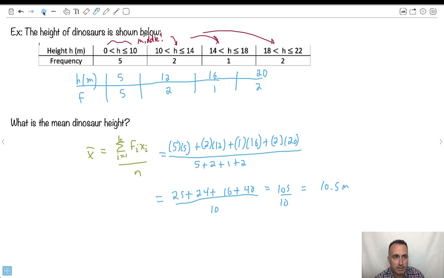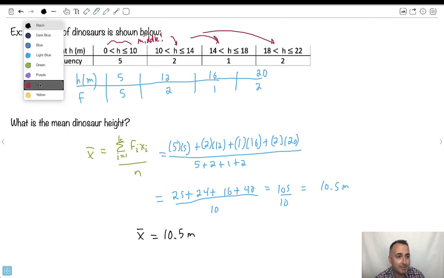So therefore, I could state without a doubt that the mean is approximately, well, actually exactly equal to 10.5 meters. That is the average height of a dinosaur, according to this at least. This is the average height. Okay, so I hope that right there helped. It should make sense. Look, there's lots of them that are around 5. There's lots of them that are heavier, but not many that are less. So hopefully that makes some sense here.